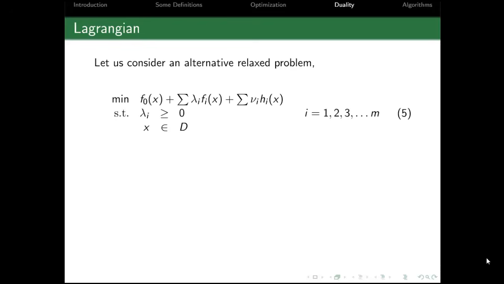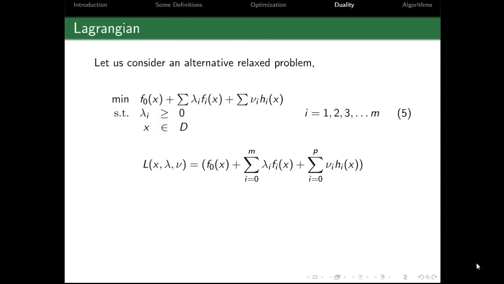Now let us consider an alternative relaxed problem. Instead of minimizing f naught, we will be minimizing a weighted sum of the objective function and the constraints. So we will be minimizing f naught of x plus sigma lambda i f i plus sigma nu i h i. Here we also have an additional constraint that lambda should be greater than or equal to 0, and as usual x should belong to the domain. We call the objective of this optimization problem the Lagrangian.